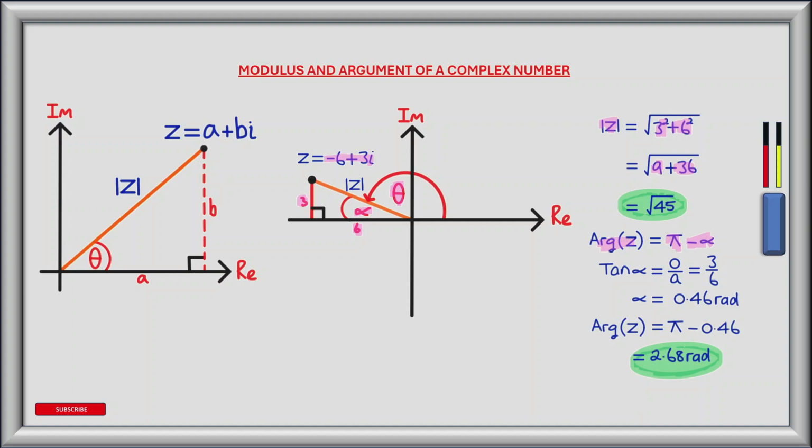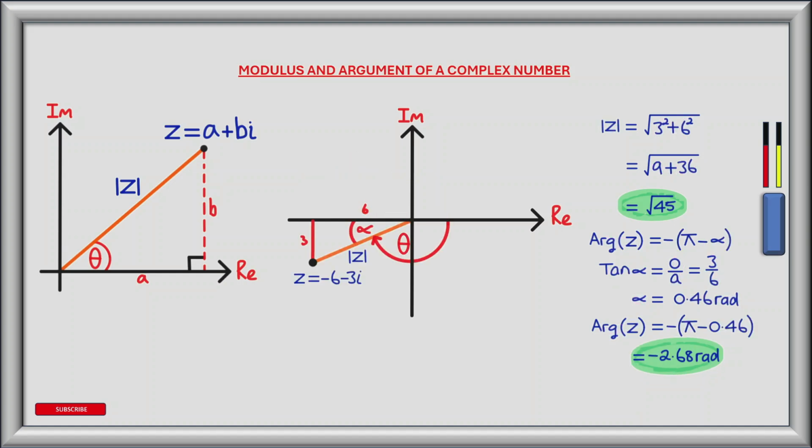So to calculate the value of alpha, we know that tan alpha is the opposite side divided by the adjacent side of our right angle triangle, and this is 3 divided by 6. So alpha is equal to 0.46 radians. So the argument of our complex number, arg z, is pi minus 0.46. So if we calculate this out, we find that the argument is 2.68 radians.